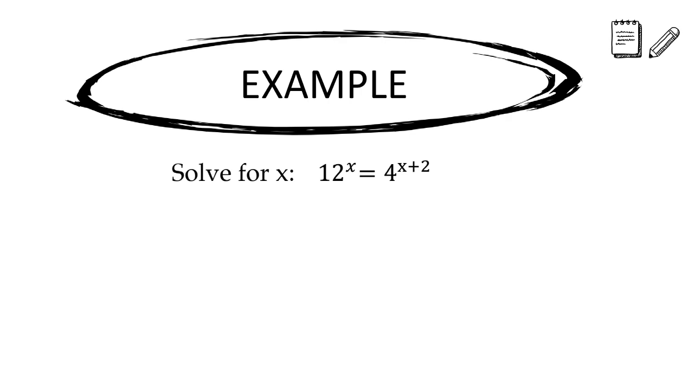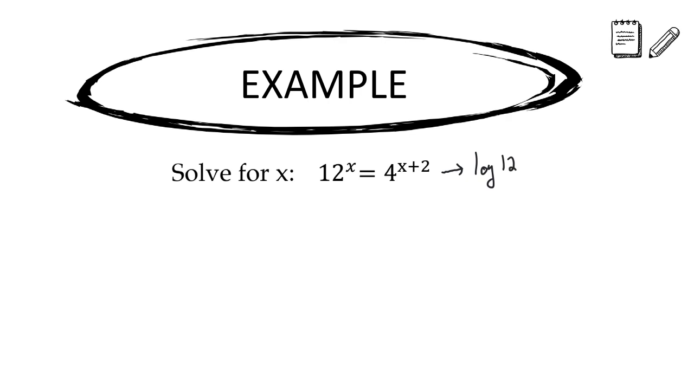In this example, we're asked to solve for x when 12 to the x is equal to 4 to the x plus 2. Okay, so this is a job for a logarithm because I have variables in the exponent. And one strategy that I won't use in this video, but you can try it, is just taking the log of both sides. You can use any base that you want on the log. You can use base 10, base 12, base 4.